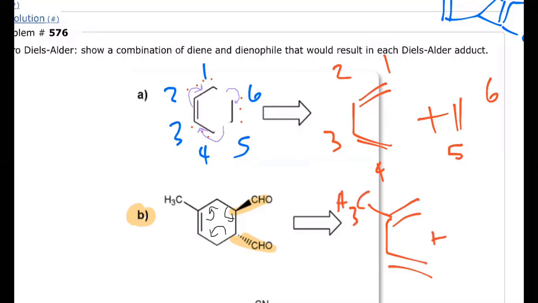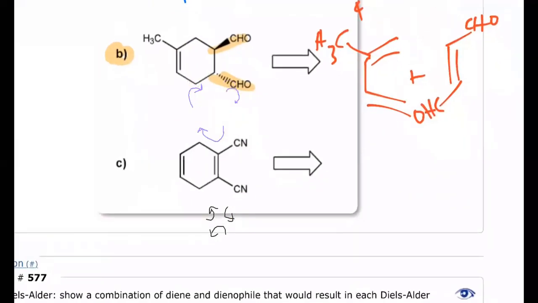So that's my diene, is that right? Yes. And then my dienophile is going to look like that, with an aldehyde here and an aldehyde here. All right. Any questions about that one, or anything that we've been talking about? Nope. All right. Do the last one.